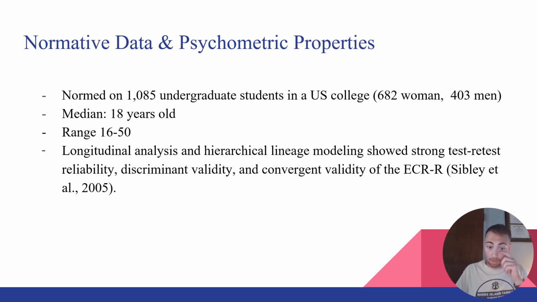Moving into some normative data and psychometric properties. As mentioned at the beginning, the only difference in the revised version of the ECR is that Fraley was able to use item response theory techniques to assess attachment anxiety and avoidance styles with more precision without needing to increase the total number of items on the assessment.